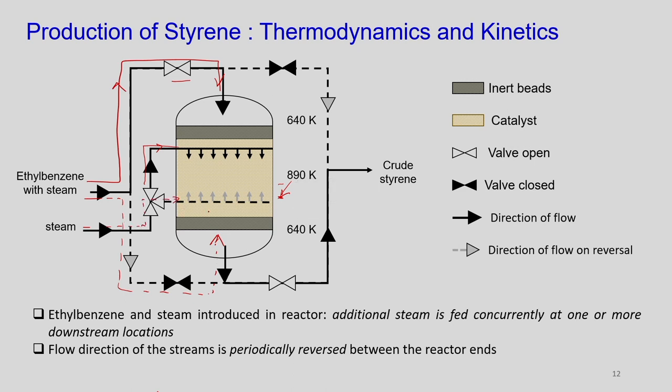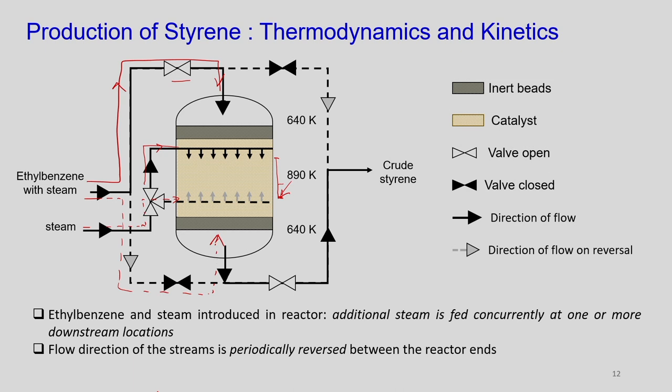So it means the inlet is here, you have steam with heat in it, which lowers the partial pressure and increases the conversion. So again, it goes to 890 somewhere in between. From this to this, it becomes 890 Kelvin, the temperature increases. Again, as it reaches 890, you go back to the first half of the cycle, and you keep on doing it periodically.